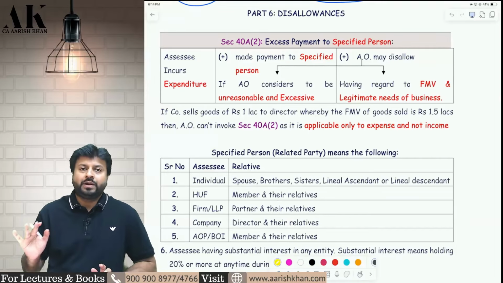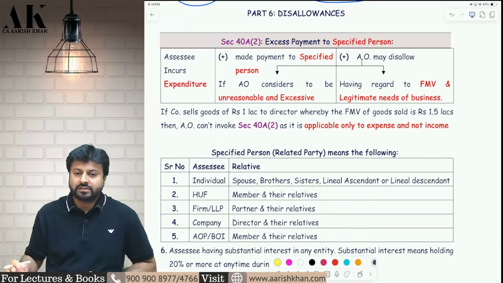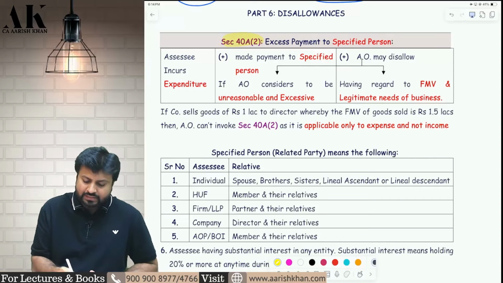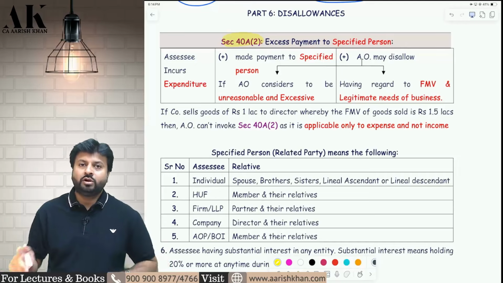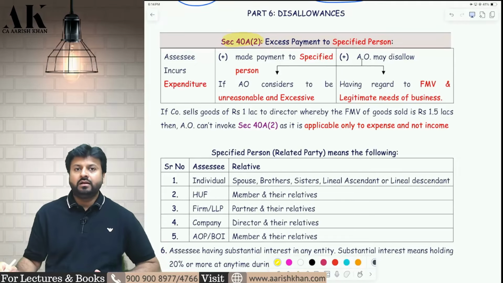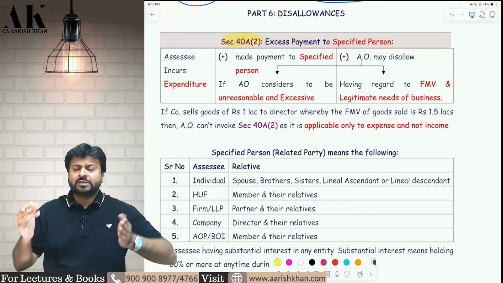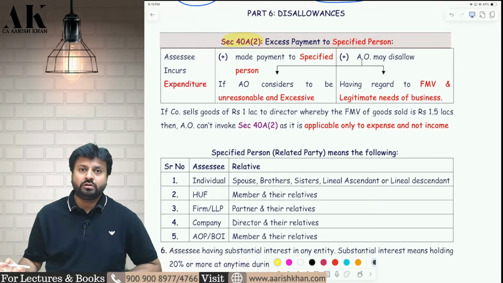Disallowances are divided into 2 parts. One is section 40A disallowances, another is section 40a disallowances. Let's talk about section 40A disallowances first. In this section 40A subsection 2, you are supposed to not pay excess to your related party. If you make excess payment to a related party, then the excess will be disallowed, not the entire amount.